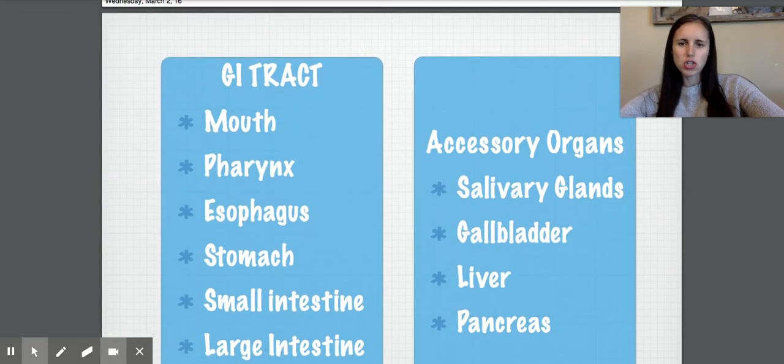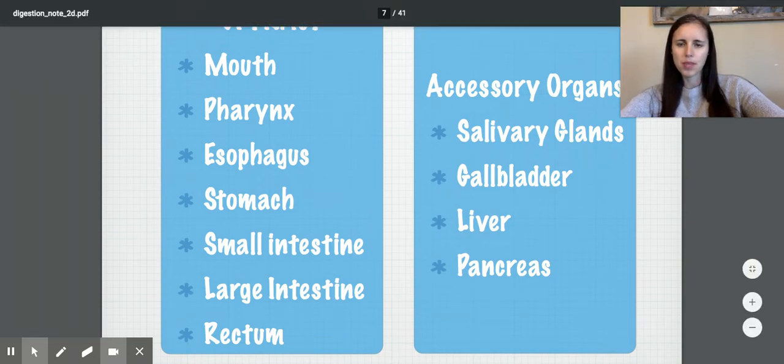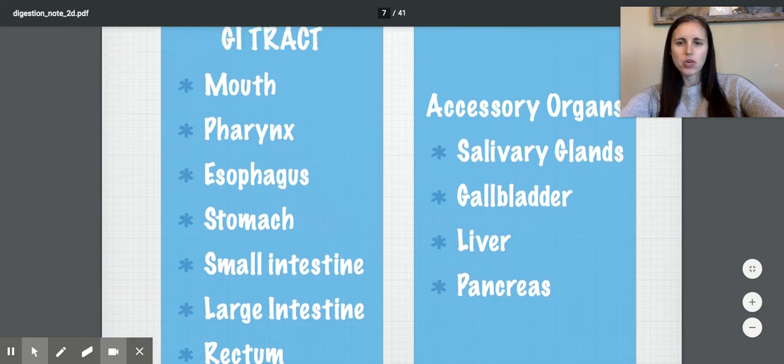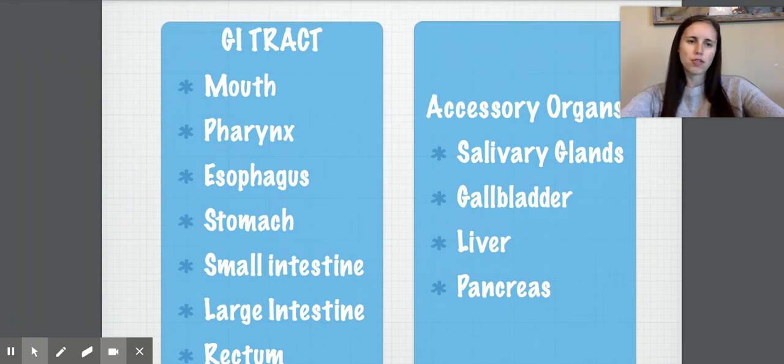So with your GI tract, we're always going to follow in order. We're going to go through each of these sections in order. We're going to start with the mouth. Then we're going to pass into the pharynx, the esophagus, the stomach, the small intestine, the large intestine, and we're going to end with the rectum. It is very important that you know these in order and know approximately what each of the organs looks like. Often the look of the organ, the structure of the organ, helps its function, what it does.